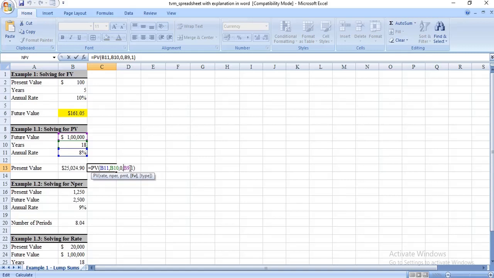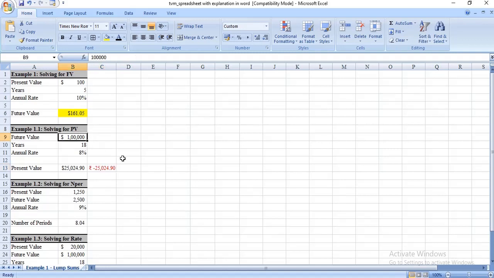You have to invest now how much? That is 25. Why is it giving the negative value? Because this is something which is going from you. So you need to give $25,024.90 now, so that you get $1 lakh after 18 years. So this is how you can calculate your present value for the investment.